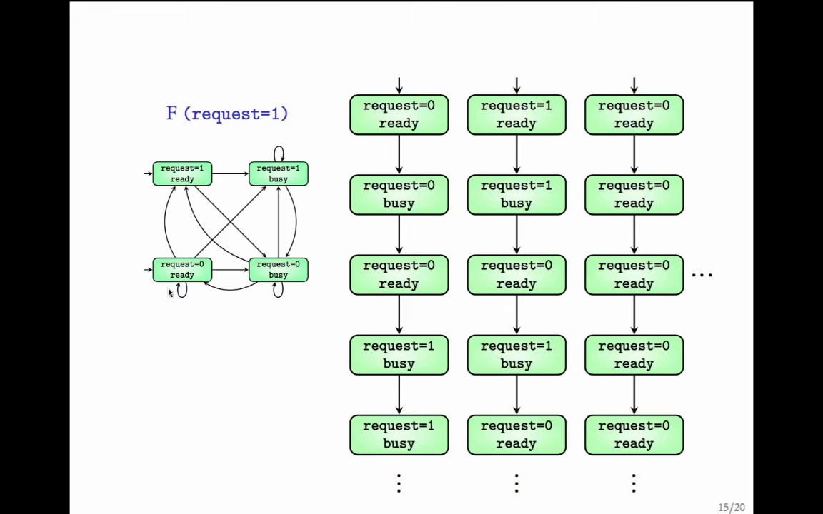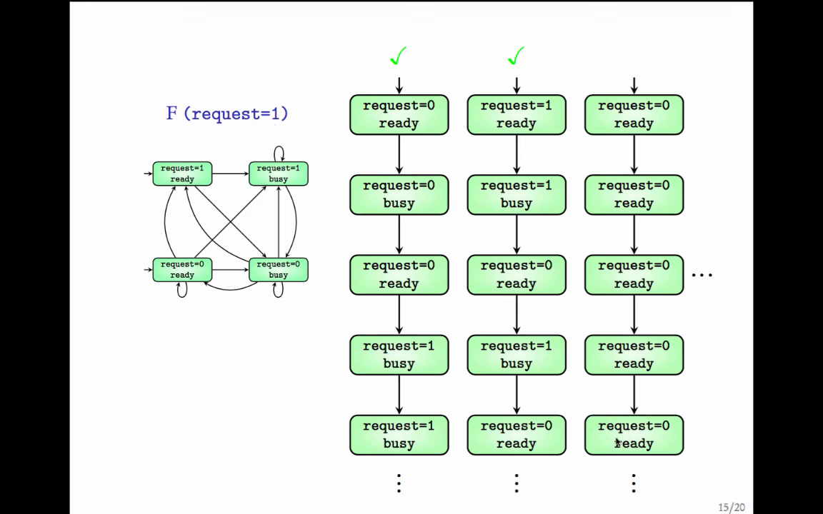Suppose for this transition system, I ask the requirement F of request equal to 1. What about this? If you look at this execution, sometime during this execution, request equal to 1 is true. So this execution satisfies the requirement F of request equal to 1. What about this? Already in the first state, request is 1. So this execution also satisfies the requirement F of request equal to 1.